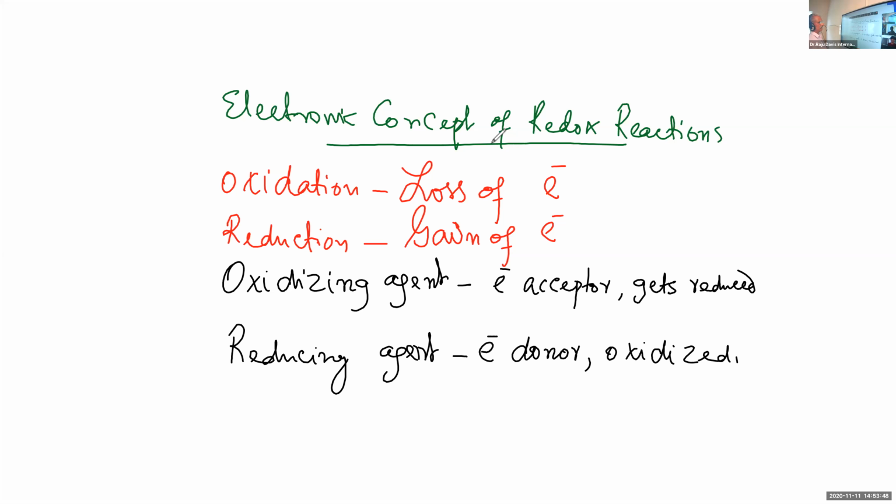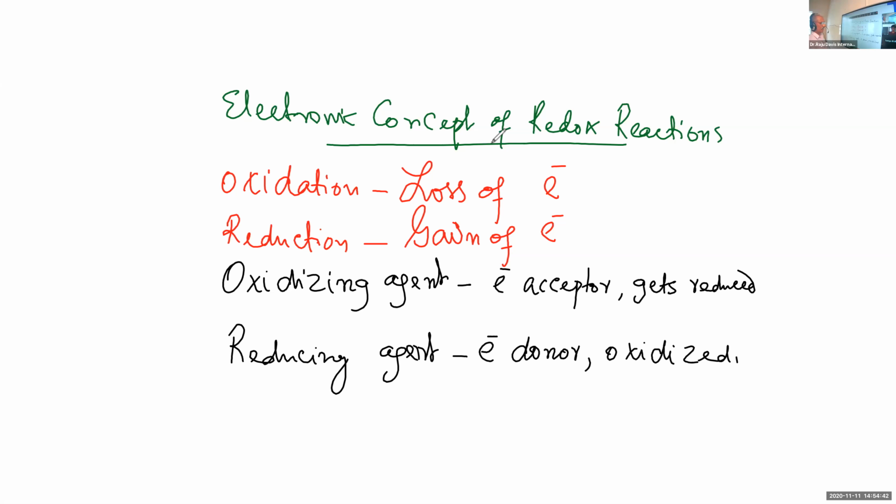So let us see the terms again. The electronic concept of redox reactions. Oxidation is the loss of electron from a substance. Reduction is the gain of electron to a substance. Now you come to the oxidizing agent and the reducing agent. Oxidizing agent is electron acceptor. When the oxidizing agent accepts electron, the oxidizing agent gets reduced.